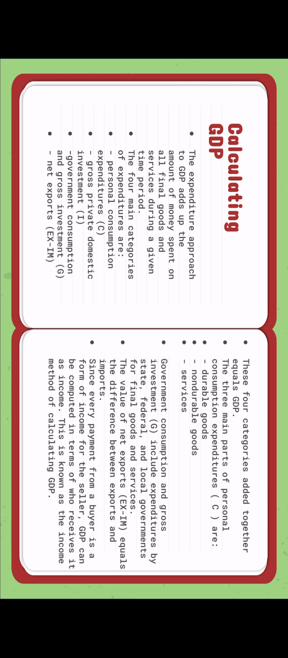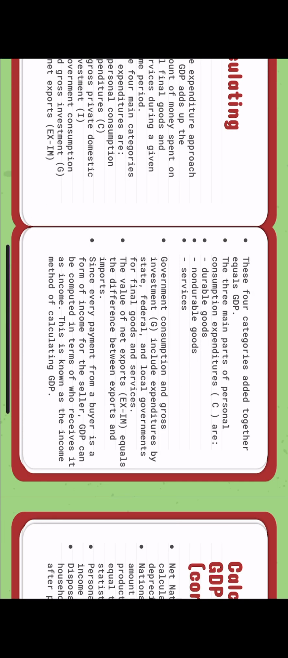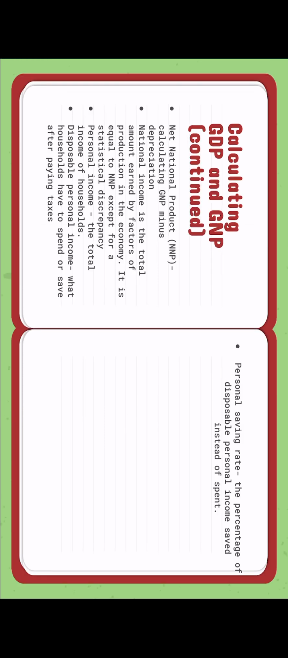Since every payment from a buyer is a form of income for the seller, GDP can be computed in terms of who receives it as income. This is known as the income method of calculating GDP. Net national product, also known as NNP, is calculated as GNP minus depreciation. National income is the total amount earned by factors of production in the economy. It is equal to NNP except for a statistical discrepancy.